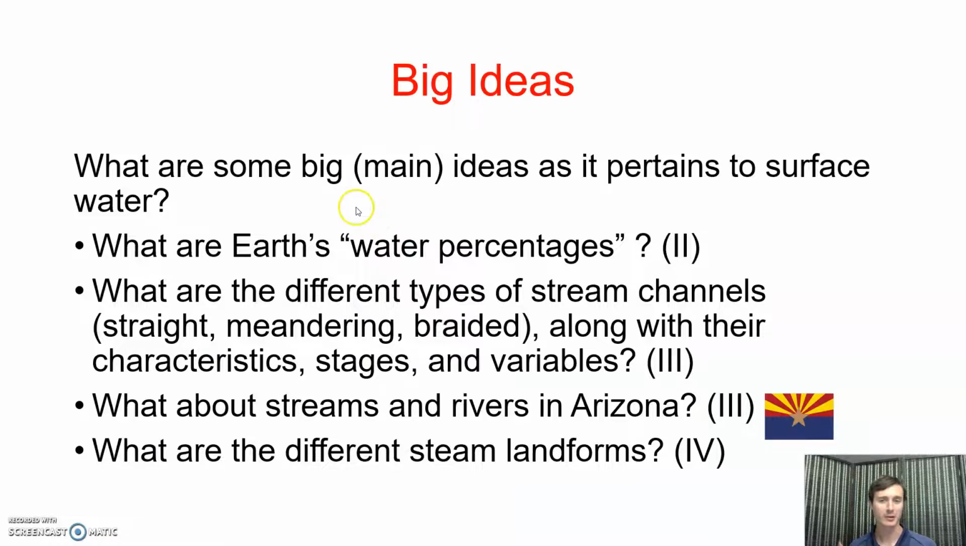You should know something about Earth's water percentages. You should be able to talk about our different types of stream channels, along with the characteristics, the stages, young to old, and the variables associated with each. You should know something about streams and rivers in Arizona and their behavior. And finally, you could talk a little bit about the stream landforms.